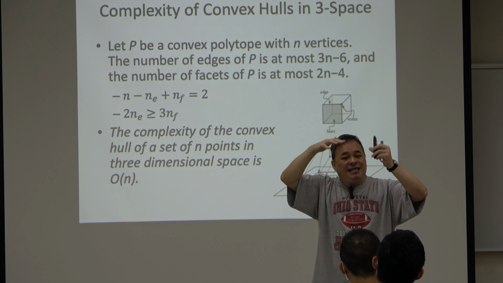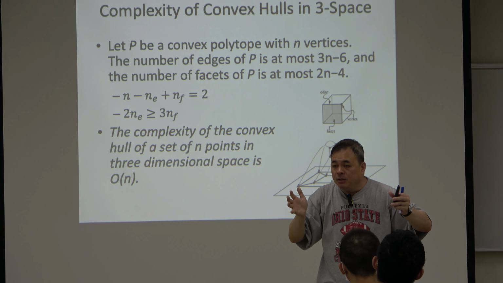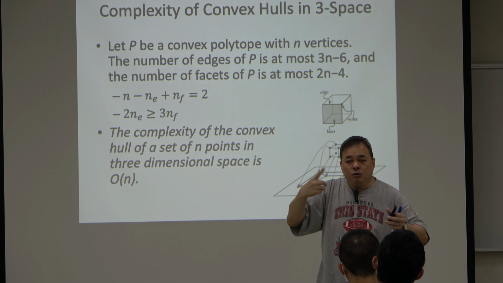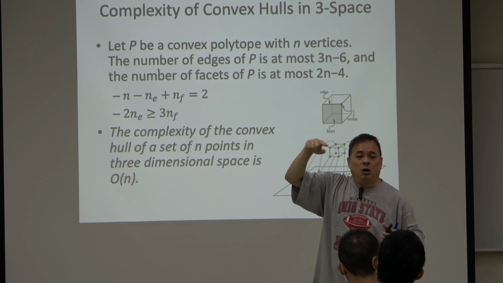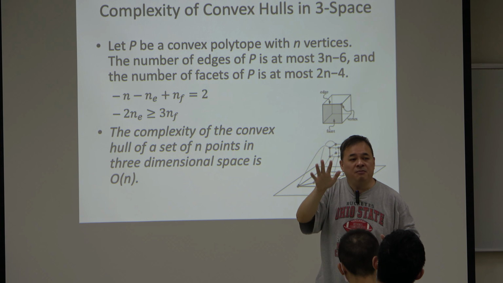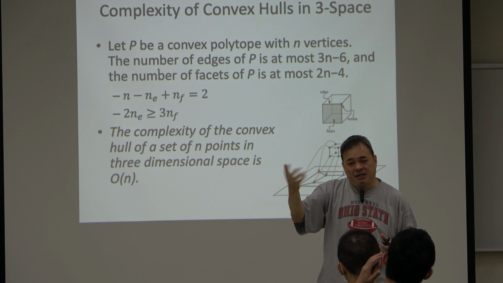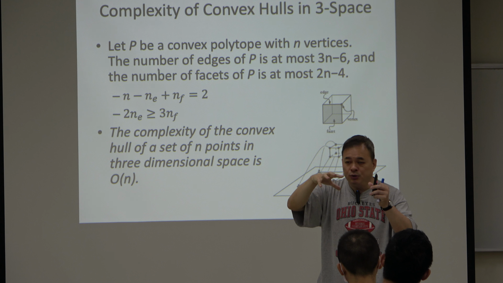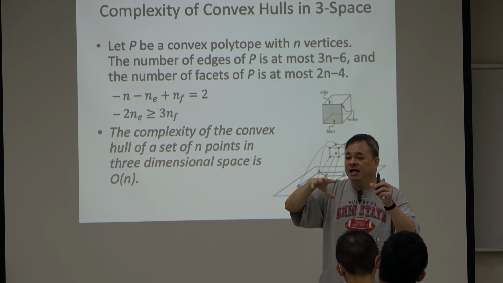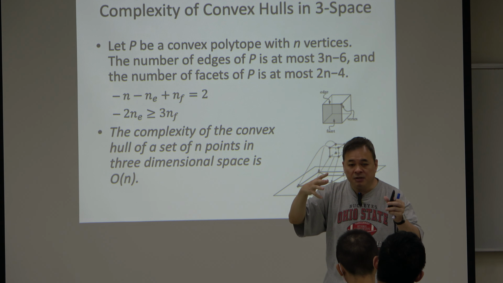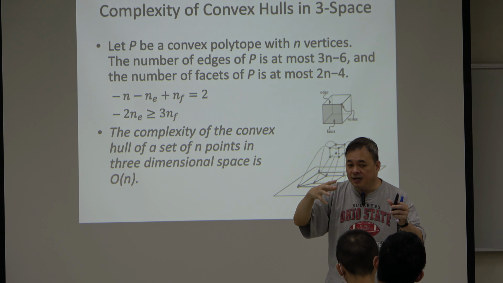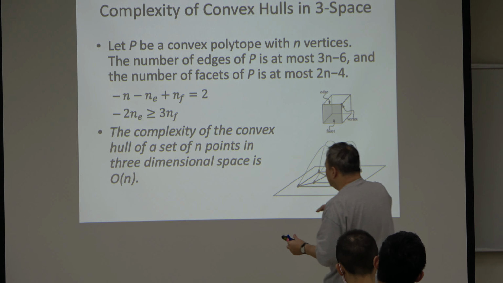Because some points are inside the polytope, right? Could be inside the polytope. So the total number of vertices of the polytope will be smaller or equal to n, right? Smaller or equal to n, because some points will be inside the polytope, which wouldn't be considered a vertex of the polytope, right? Okay, so we know.